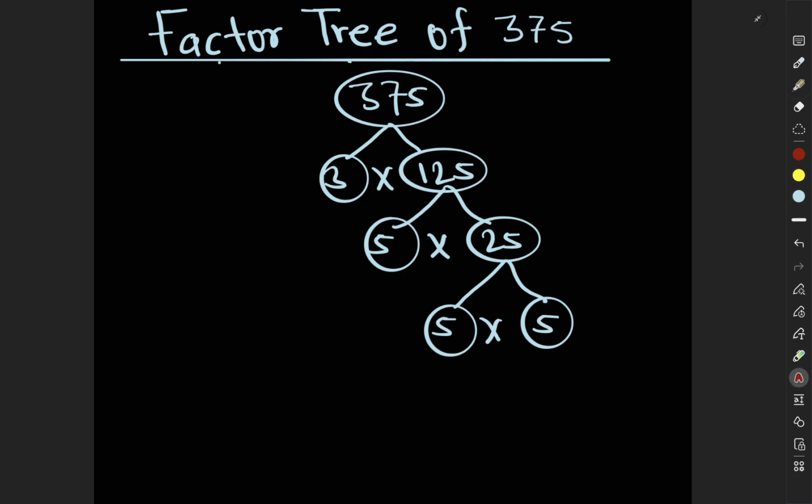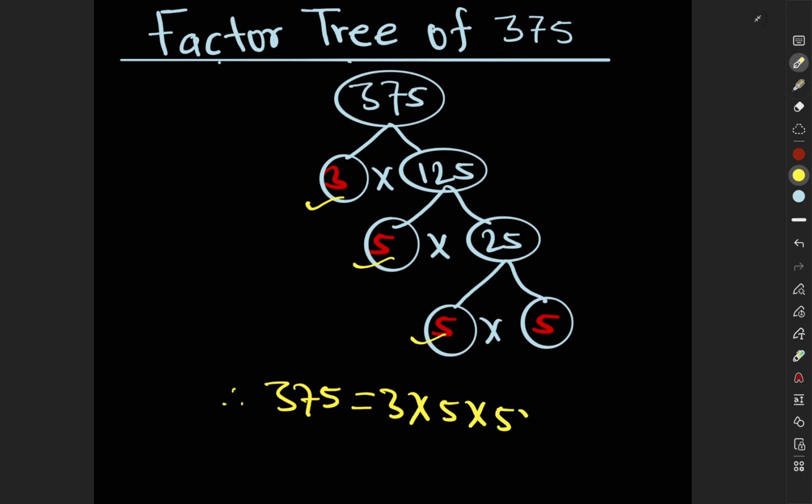So now we select the prime numbers in all these numbers. The prime numbers are 3, 5, 5 and 5. So we can write 375 as the product of all these prime numbers, that is 3 times 5 times 5 times 5.